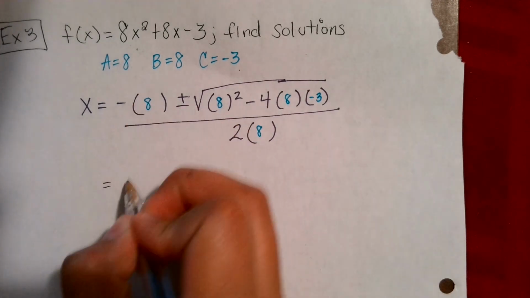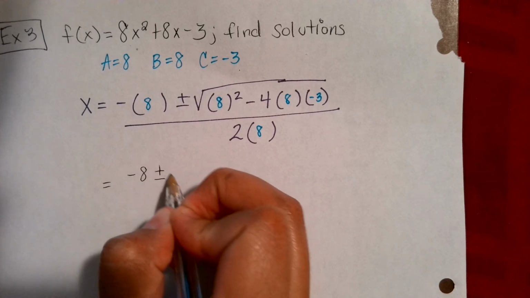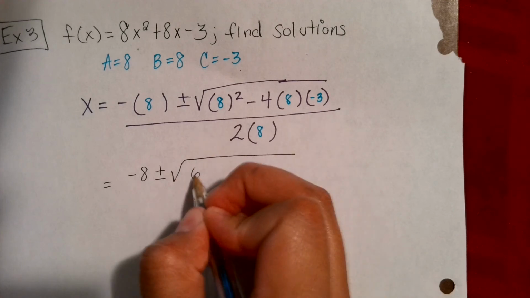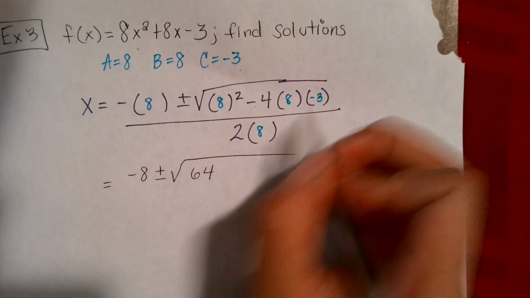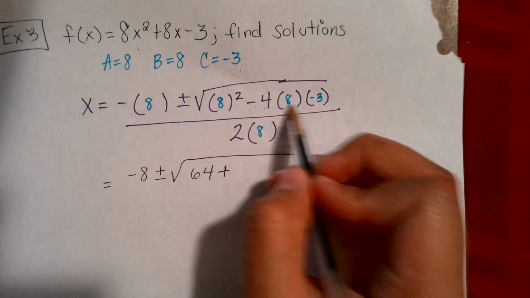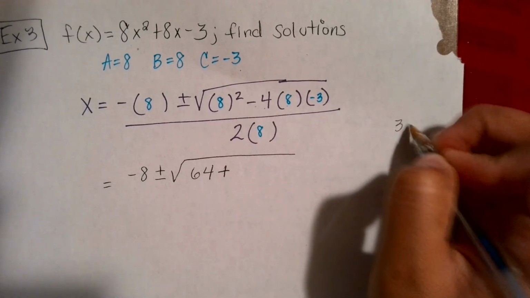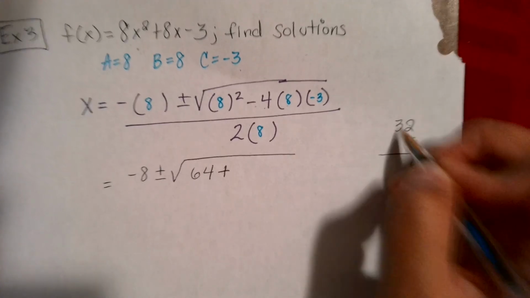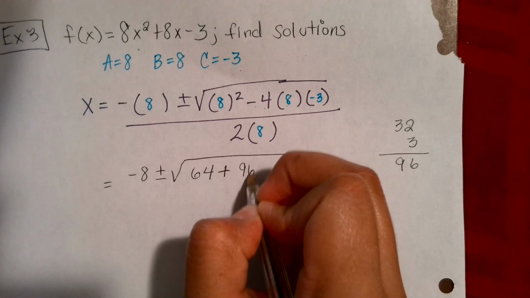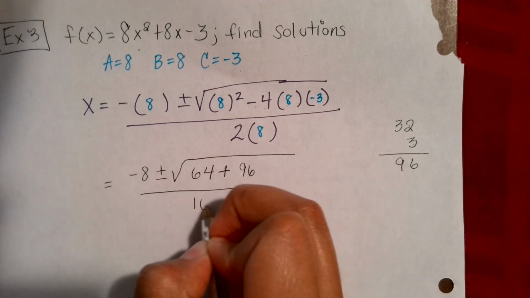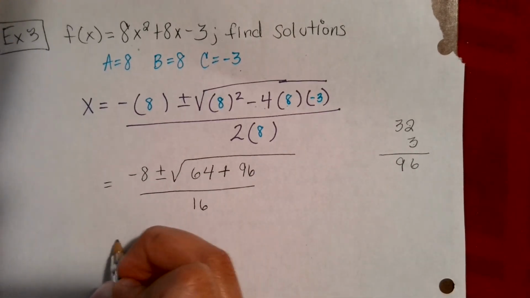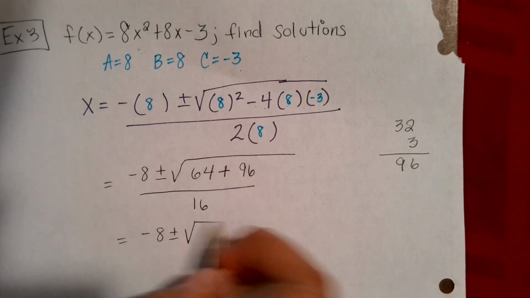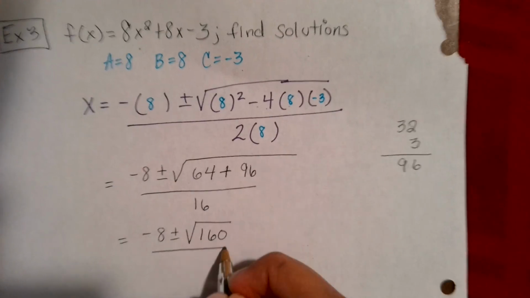So we got negative 8 on the outside plus or minus the square root of 8 squared is 64. A negative times a negative gives me a positive. 4 times 8 times 3, that's going to be 32 times 3. Let's do the math real quick. 96. All right, divided by 16. And then we're going to go ahead and simplify what's under the radical. So it's going to be negative 8 plus or minus the square root of 160 over 16.